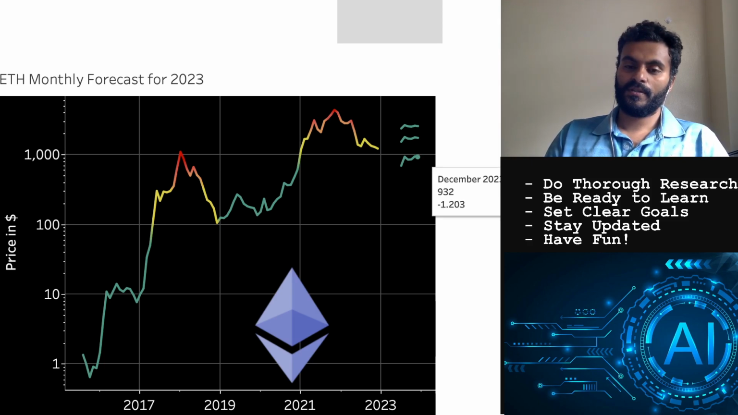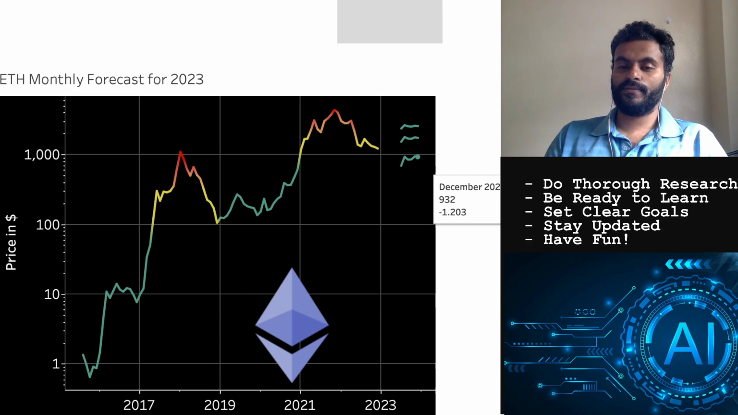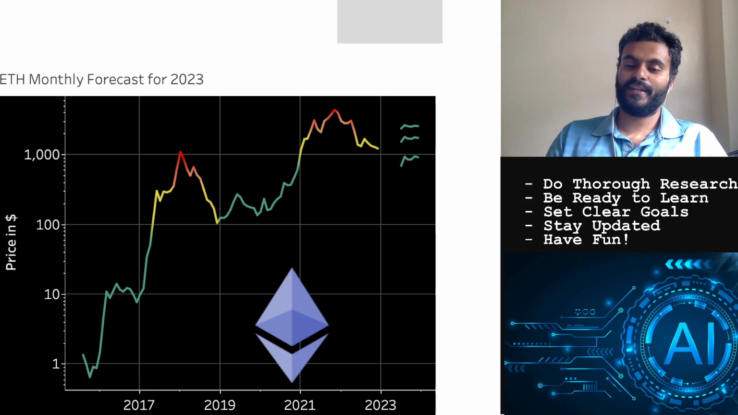So most likely Ethereum would trade somewhere in between these ranges, and these ranges would help you determine Ethereum's potential upside and downside for the remainder of 2023. And I hope I did a fair job in covering all the scenarios pertaining to Ethereum for the rest of the year.